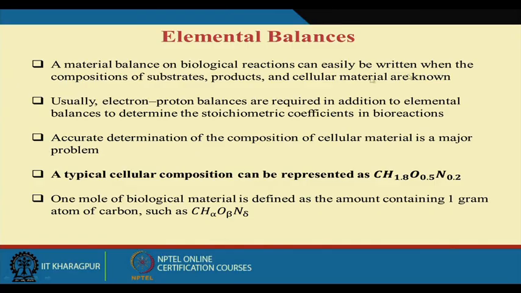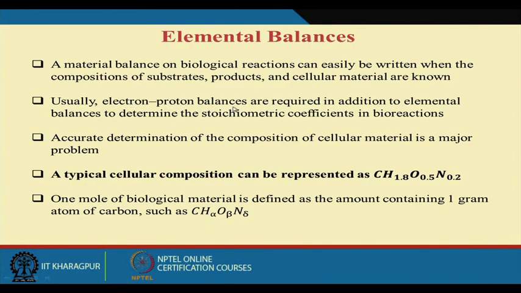Now for the elemental balances, a material balance on biological reactions can easily be written when the composition of the substrate, products and cellular materials are known. Whenever we want to do stoichiometry of a bioprocess, we should have information on what exactly is going on in the biological process. Then and only then can we do the stoichiometry. For example, suppose we want to use glucose for cell mass production: glucose is converted to cell mass, not producing anything other than cell mass. But when glucose produces ethanol, we are targeting only ethanol, not the cell mass. So naturally our stoichiometric equation will be a little different. This is very important.